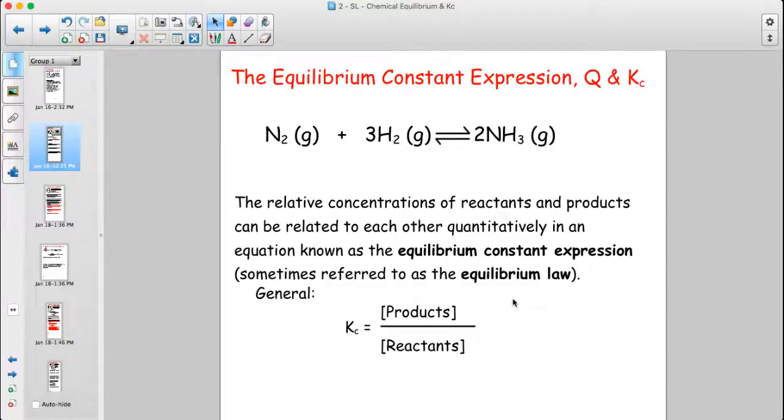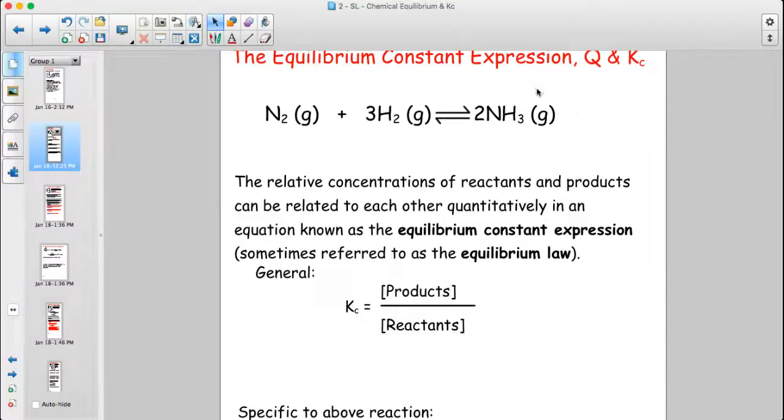Okay, so now that we've talked about equilibrium and Le Chatelier's principle and the stresses and shifts, now it's time to get a little bit more quantitative. So what topic covers that? It's referred to as the equilibrium constant or the equilibrium constant expression. And we'll use the Haber process to differentiate between what's meant by the equilibrium constant expression, what's meant by Q, and what's meant by Kc.